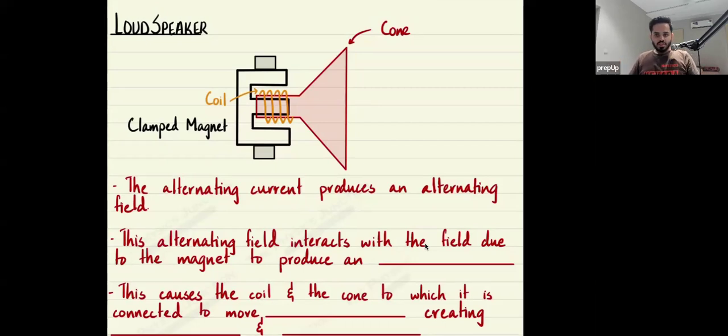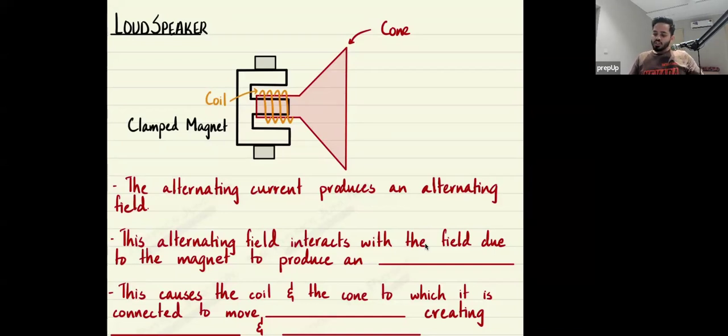Now, sometimes this is asked in questions: where do we see the applications of this idea, which is called the force on current carrying conductors? So it's basically in two places in your syllabus. One of them is the loudspeaker, the other one is the DC motor. Let's have a look at it.